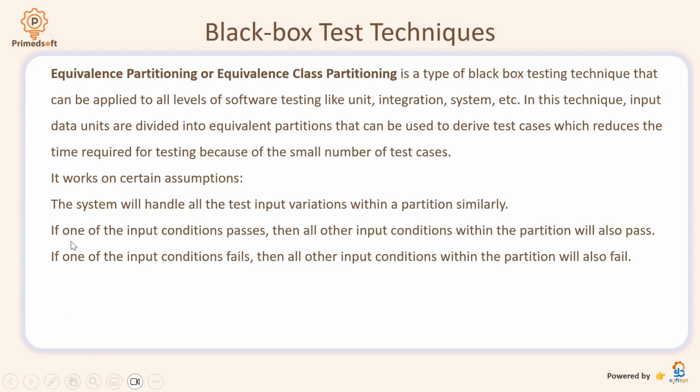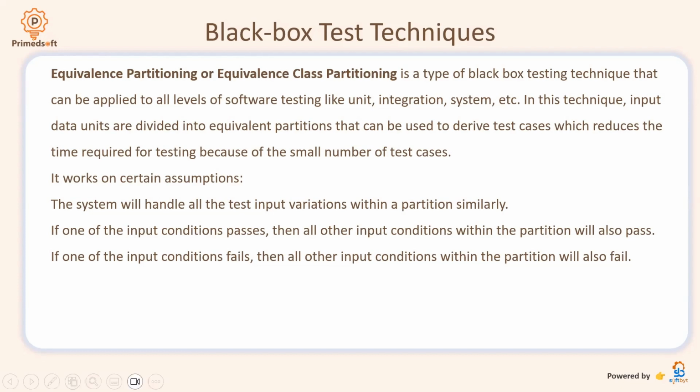Is that clear? The second one is that the system will handle all the test input variation within the partition similarly. The way the system handles all the values in the invalid partition, the way it handled the first one is the same way it will handle the second one and the third one. The way it handles one valid value is the same way it will handle every other one. And the way it handled one within another invalid partition is the same way it will handle every other one.